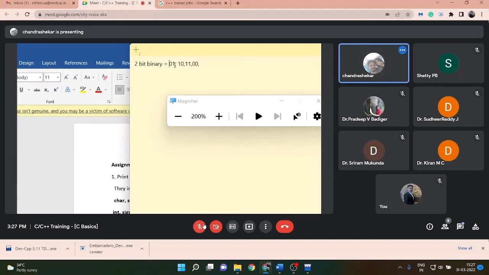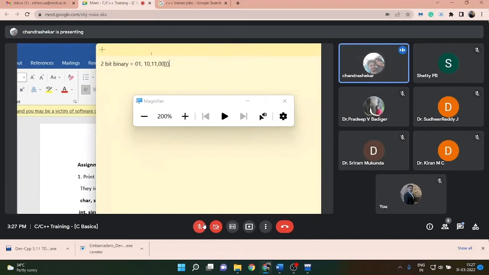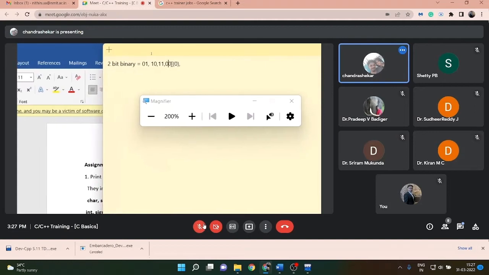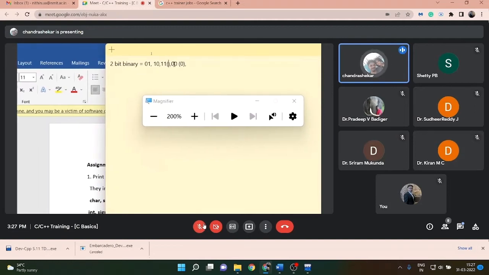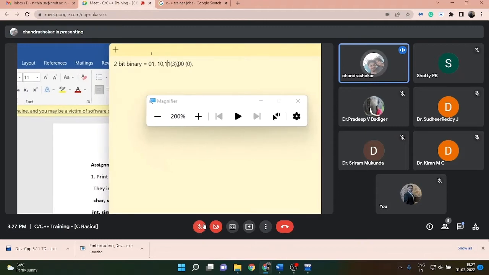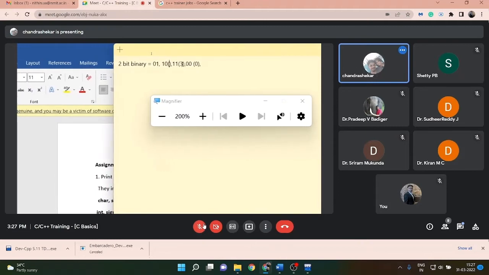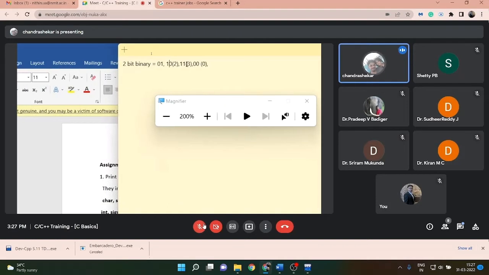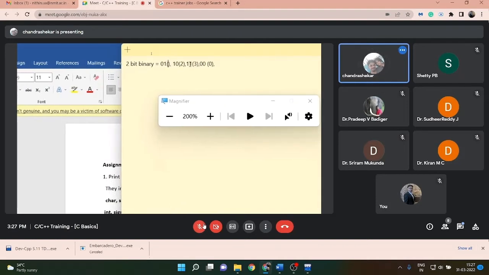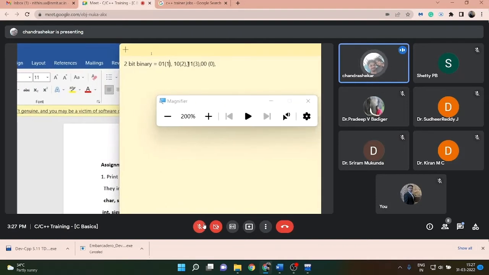So consider a two-bit binary number. It has only two bits. It can have these forms: 00, 01, 10, 11. If you convert to decimal, 00 is nothing but zero, 11 is nothing but three, 10 is nothing but two, and 01 is nothing but one. You're able to follow it, right?